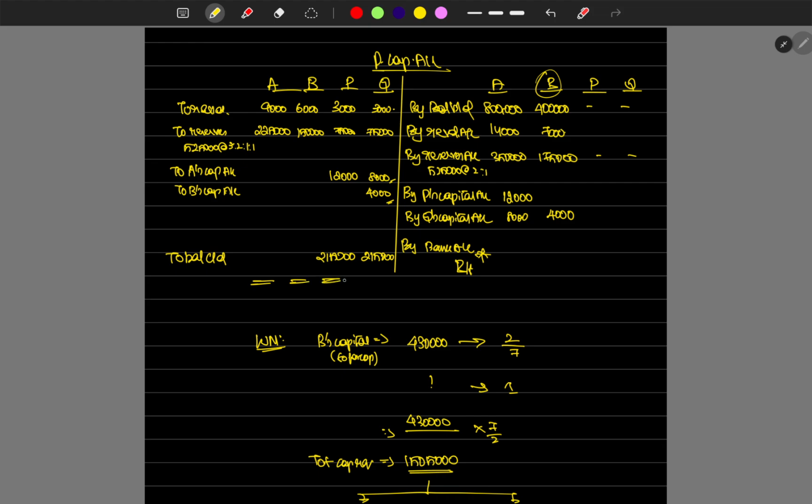Let's quickly close the accounts and find out the capital brought by P and Q. So 8 lakh plus 14,000 plus 3,50,000 plus 12,000 plus 8,000 minus 9,000 minus 2,25,000, which is 9,50,000, is the closing capital of A. What would be the closing capital of B? 4 lakh plus 7,000 plus 1,75,000 plus 4,000 minus 6,000 minus 1,50,000. This is 4,30,000.